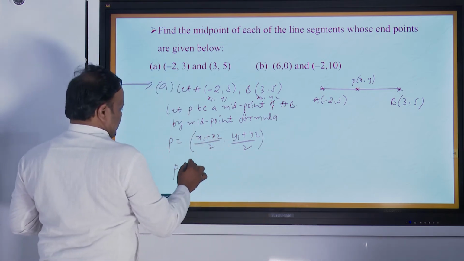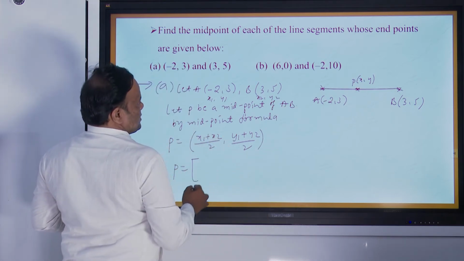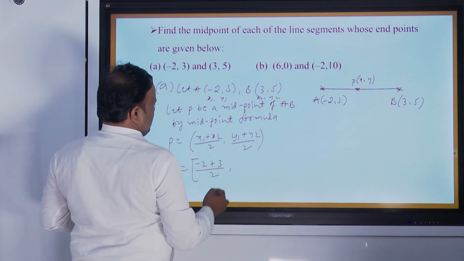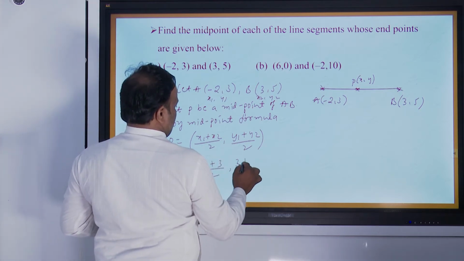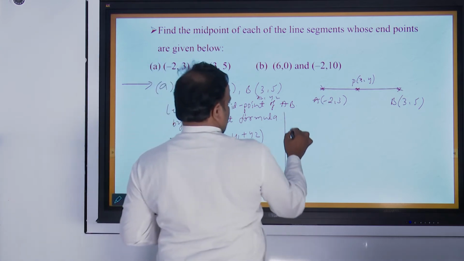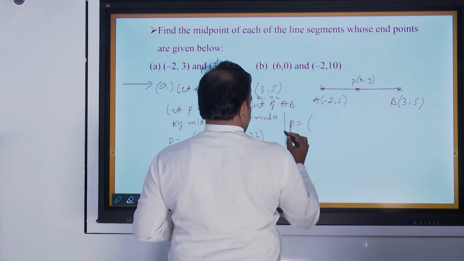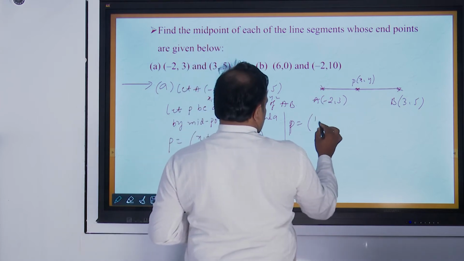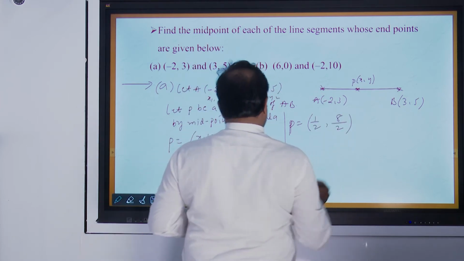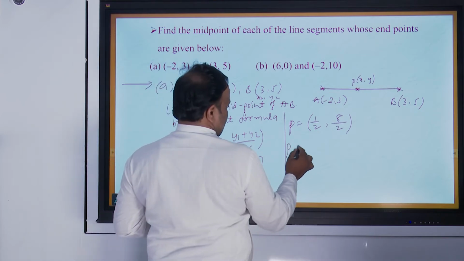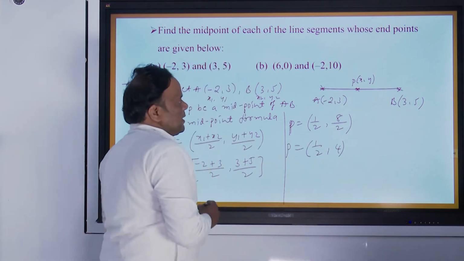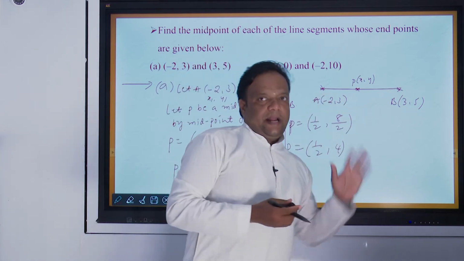Substituting here, P equal to x1 is -2 plus 3 by 2, y1 is 3 plus 5 by 2. Simplification: P equal to 1 by 2, and again here 8 by 2, correct? 3 plus 5 is 8. The final answer is (1/2, 4), the midpoint of the line joining points A and B.